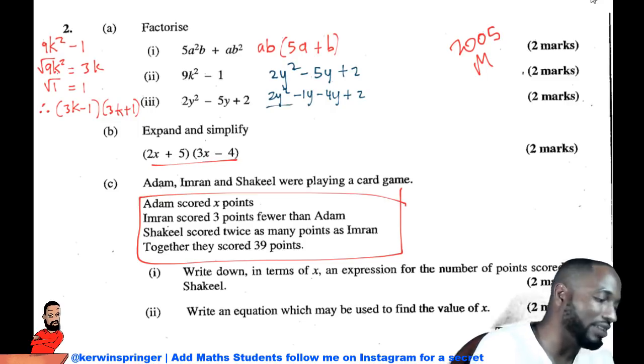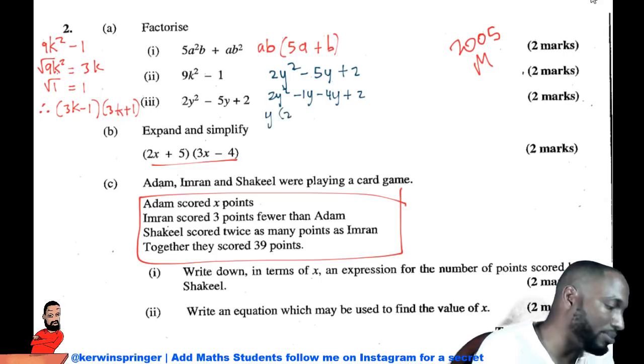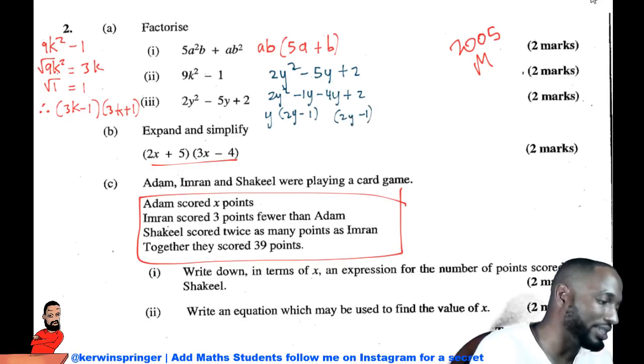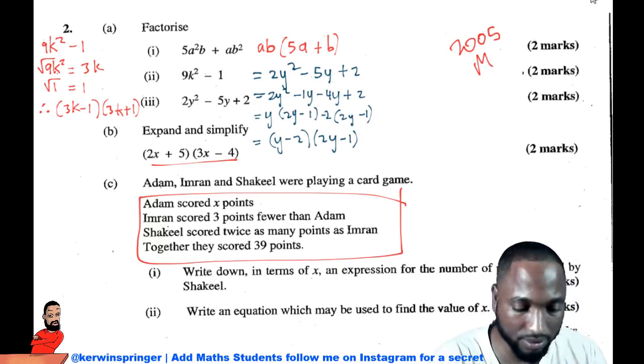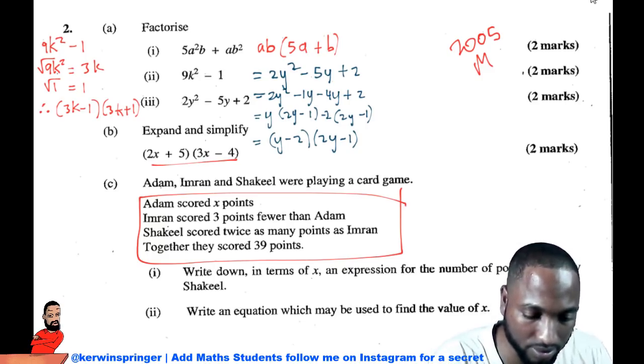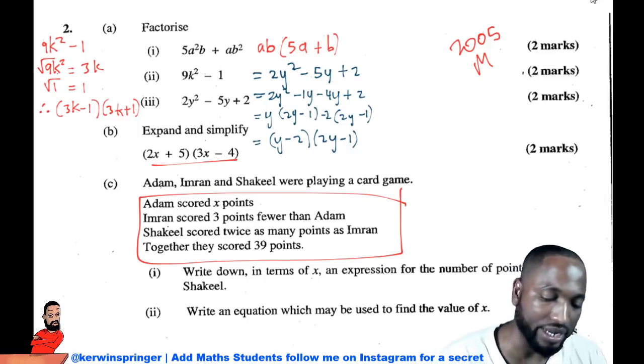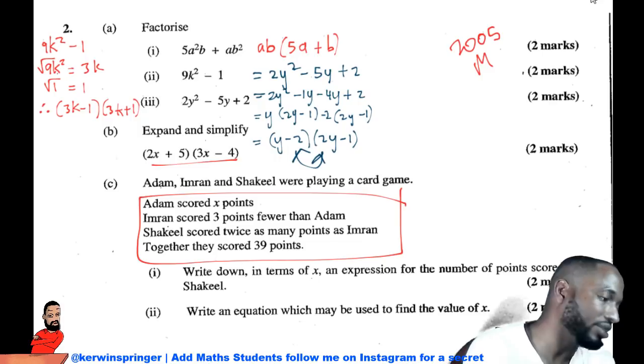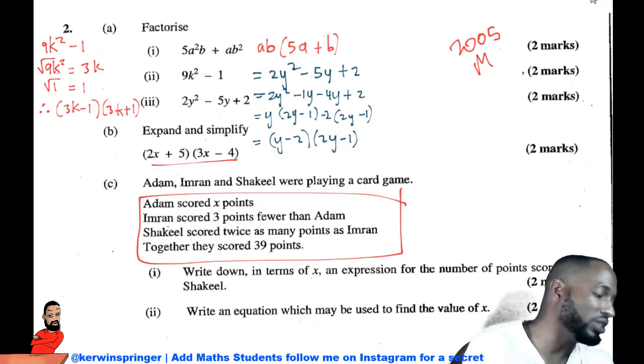2y squared, and now it's 4 terms. That's what you're essentially doing, making it into 4 terms. Then you factor 2y minus 1, take this and put it back here, 2y minus 1. Look for the missing link, which has to be negative 2. So the answer is y minus 2 by 2y minus 1. Yeah, most people get it. It doesn't matter whether you have it vice versa. That's correct. Alright, let's go on to the last part.